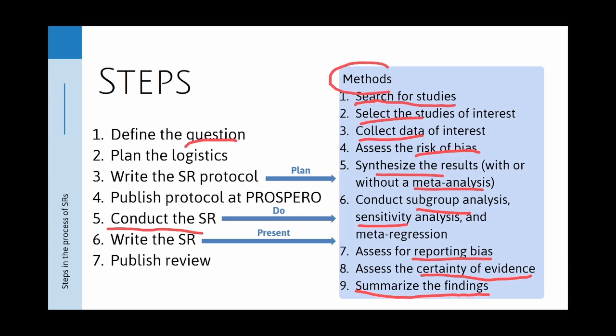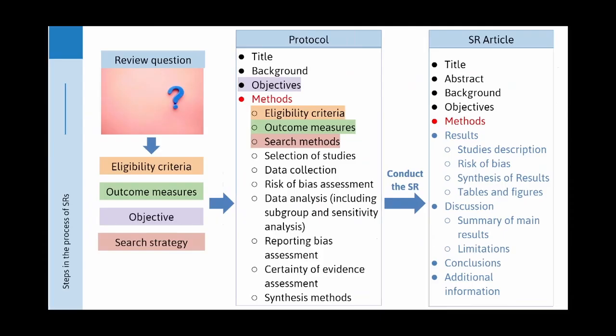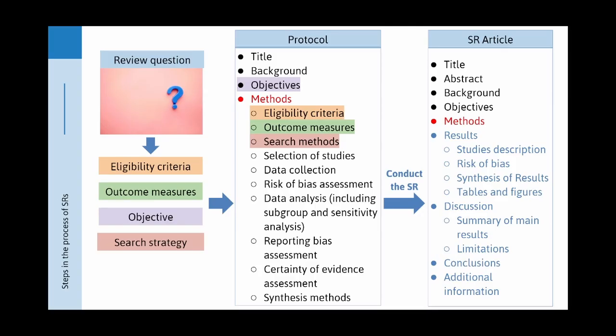So these methods are first described in the protocol. Then when you conduct a systematic review, you follow these methods as much as you can. And then you write a systematic review. When you write a systematic review, you present the methods as well as the results and the discussion. So this is another way to describe this process.